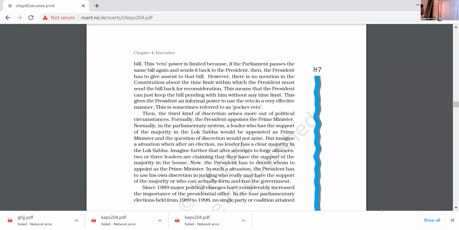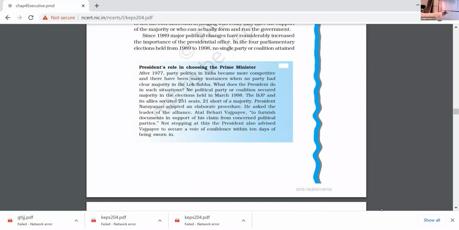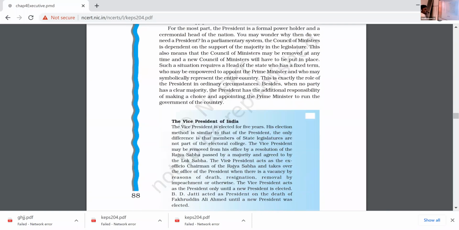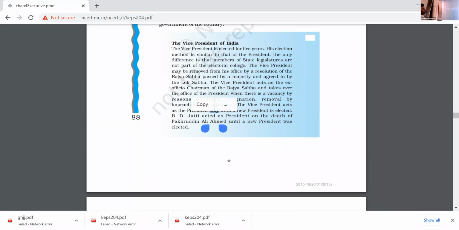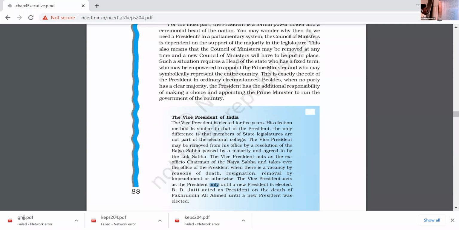Since 1989, major political challenges have considerably increased the importance of the presidential office. In the four parliamentary elections held from 1989 to 1998, no single party or coalition attained a majority in the Lok Sabha. So at that time the president used his discretionary power to appoint the prime minister. Clear?